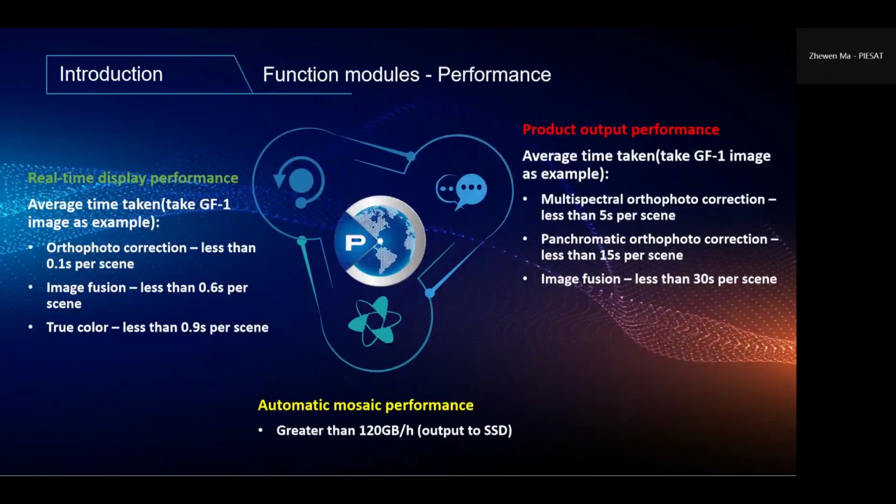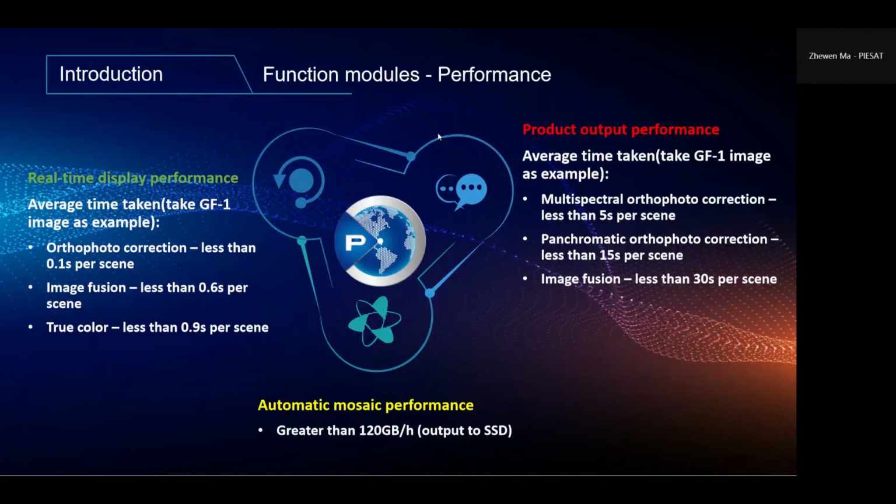Up next, the performance of the functional module. As you can see, some of the examples are displayed. So when talking about real-time display performance, taking the processing of a Gaofen 1 image as an example, the average time taken for orthophoto correction is less than 0.1 second per scene, and that for image fusion is less than 0.6 seconds, and for true color is normally less than 0.9 seconds.